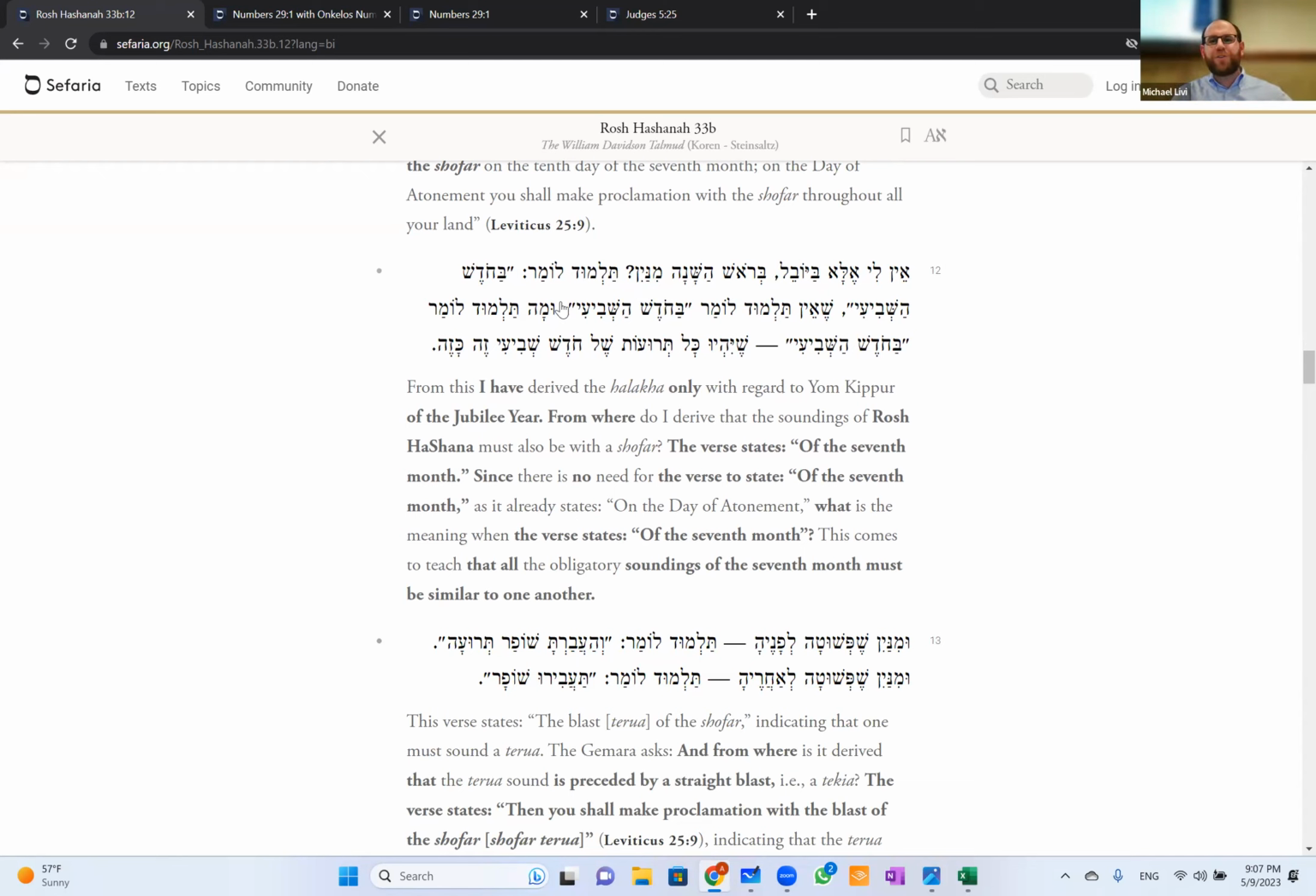Talmud lomar b'chodesh hashvi'i. The section in Parashat Behar, which is this week's parasha, so I'm going to open it up in a second, says in the 7th month. You don't need it to say in the 7th month. You know why you don't need it to say in the 7th month? Because it says b'Yom Kippurim. We already know the date of Yom Kippur. So why does it repeat and say 7th month? It doesn't need to. Let me show you the pasuk.